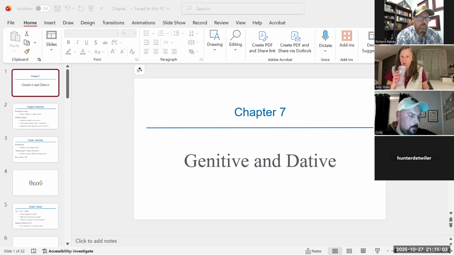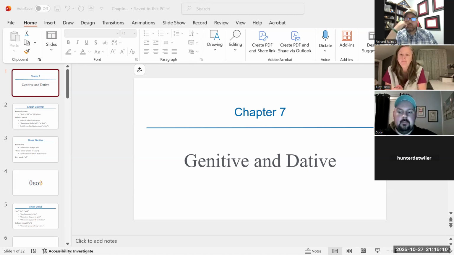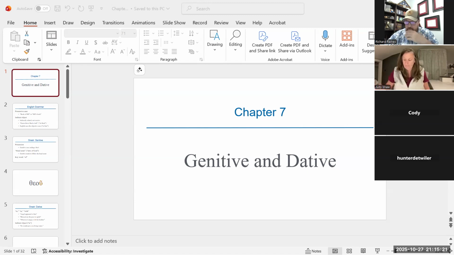All right. So let's go ahead and dive back in. So we've learned the nominative and the accusative. Those are two of the five cases for nouns. And the other two we're going to learn tonight are the genitive case and the dative case.